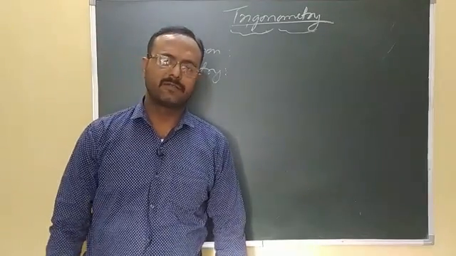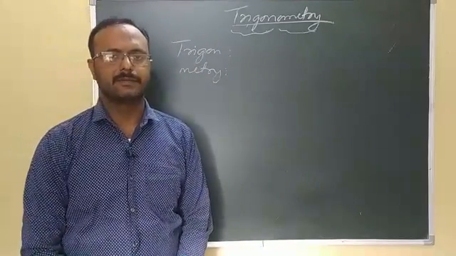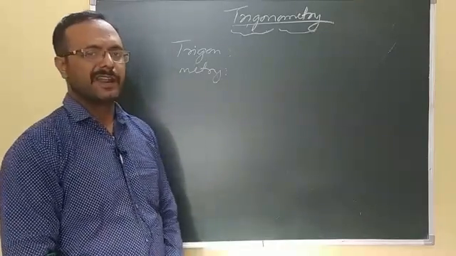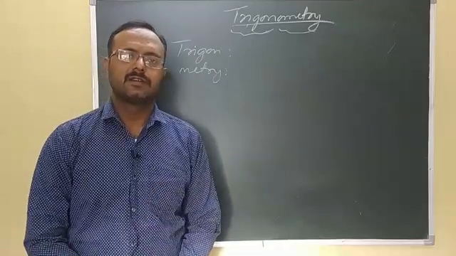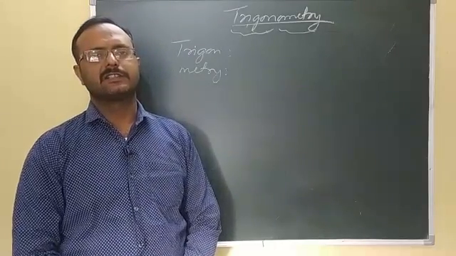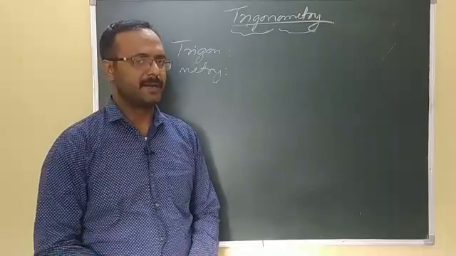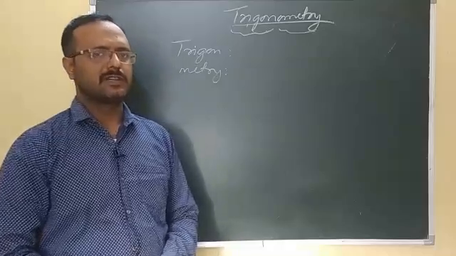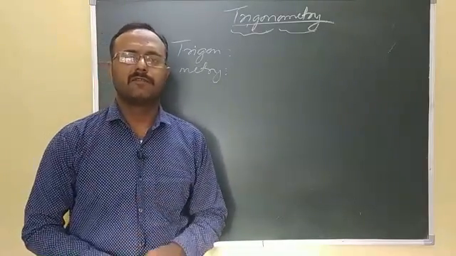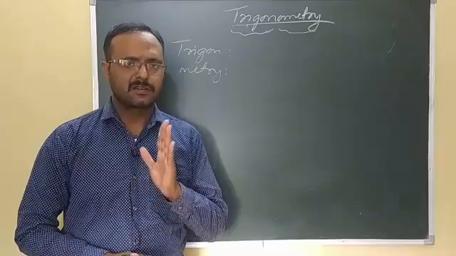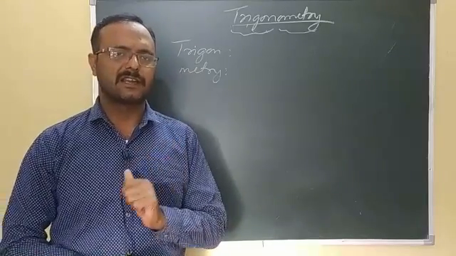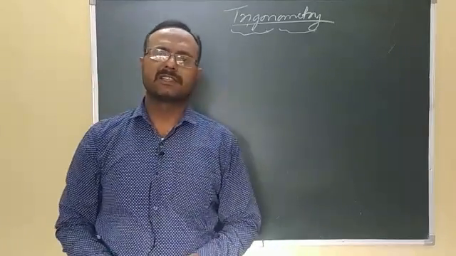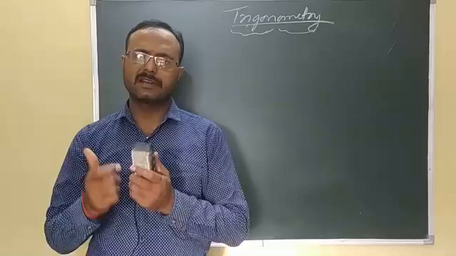Good morning students. Today we will learn about the chapter trigonometry. The word trigonometry consists of two words, trigon and metry. The trigon is a type of polygon which consists of three sides, and metry means the measurement related to that polygon. So generally in class 10th we will be restricted to the triangle which is the right angle triangle. So we will learn about the relationship between the sides and the angles of that triangle.